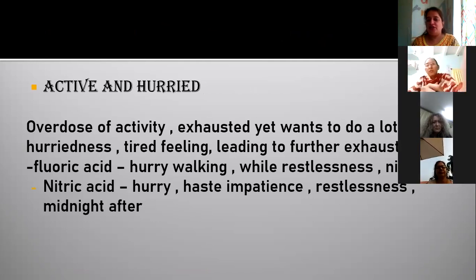In the earlier stage, they are active and hurried. Overdose of activity, exhausted yet wanting to do a lot. Hurriedness, tired feeling, leading to further exhaustion. Fluoric acid: hurry, walking while restless. Nitric acid: hurry, impatience, restlessness after midnight.